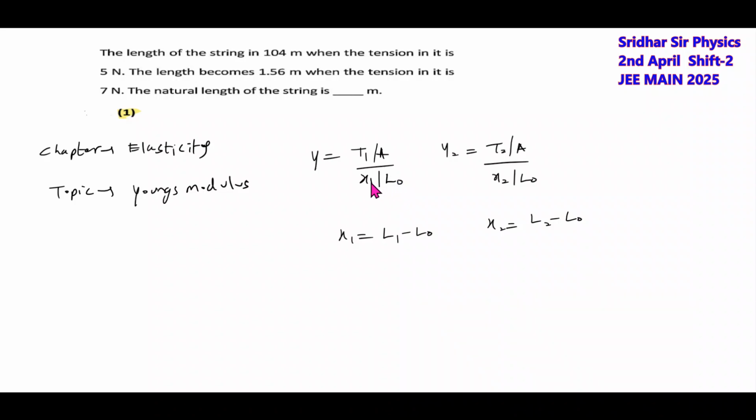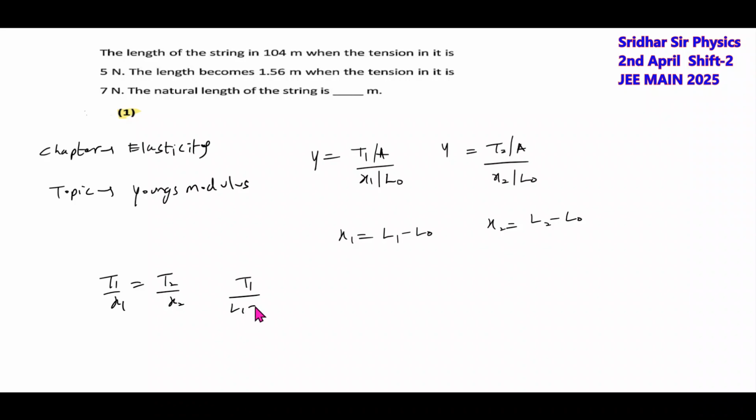So strain will be change in length by original length. Stress will be force per unit area. Tensile stress, longitudinal strain. Similarly, when the tension is T2, the elongation will be X2 and the Young's modulus of the material will be constant. What is the elongation? Final length minus initial length. So dividing these, T1 by X1 equals T2 by X2. This is the basic equation.